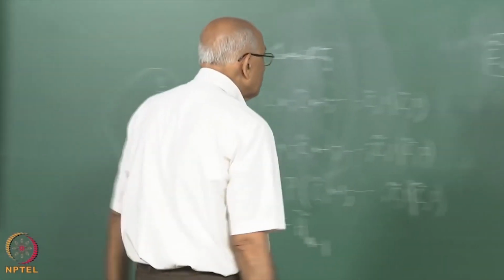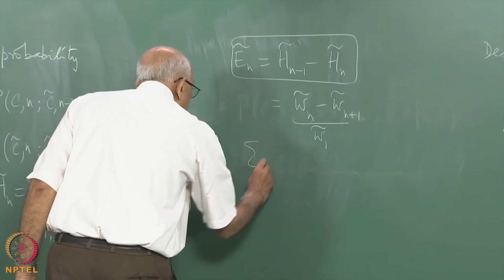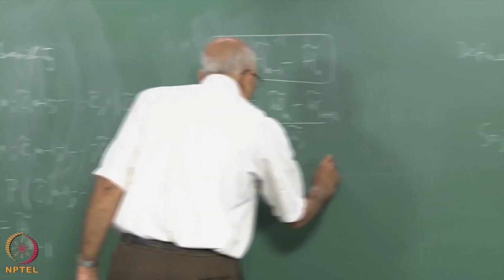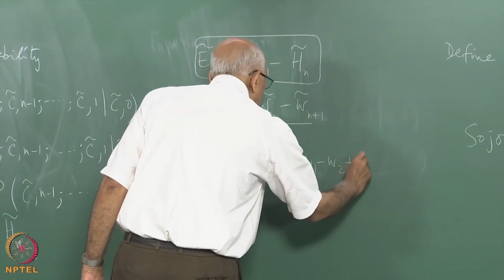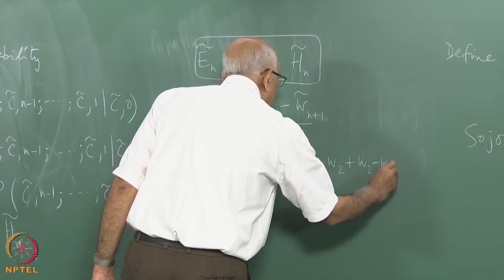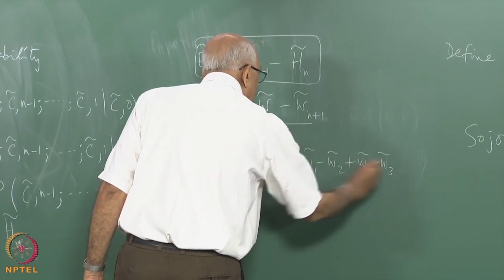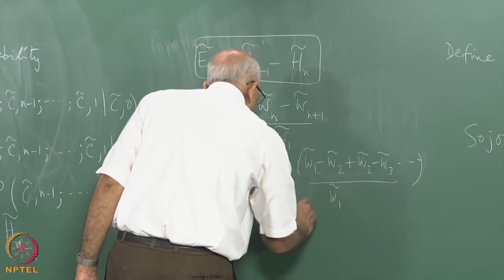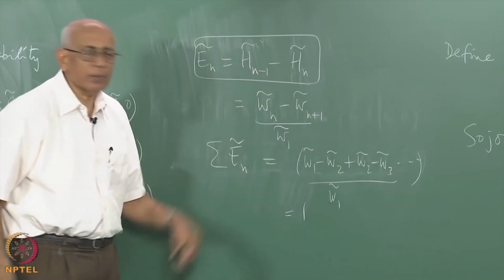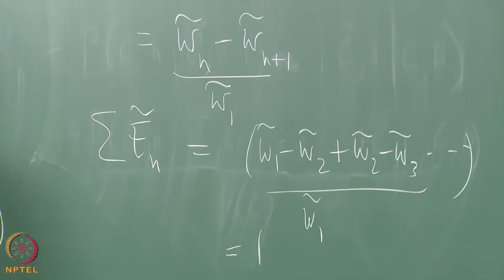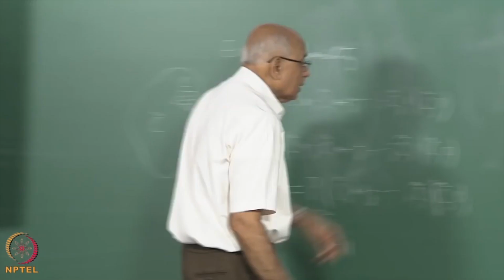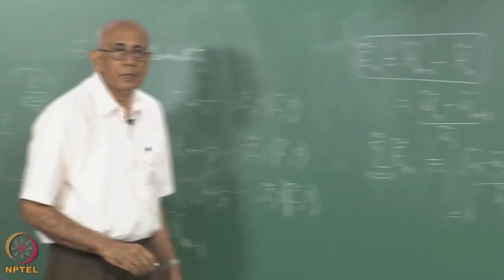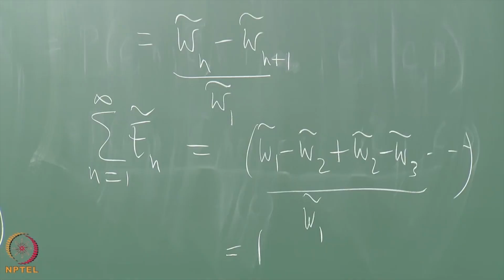So let us see what happens if you sum this En. It is equal to, well, this is W1 tilde minus W2 tilde plus W2 tilde minus W3 tilde, etc., divided by W1 tilde, which is equal to 1, because all the terms cancel out except the first term. Okay. So this is indeed a normalized probability, because that is the only thing that can happen.